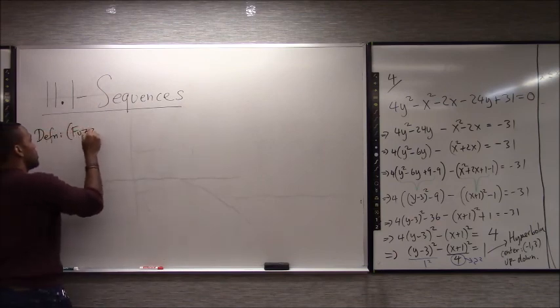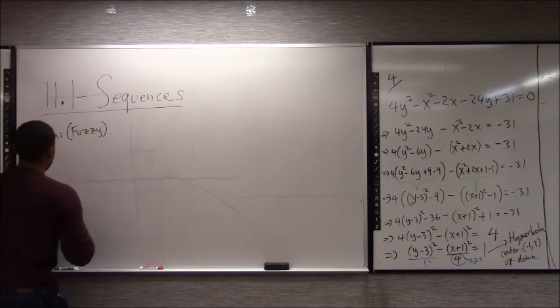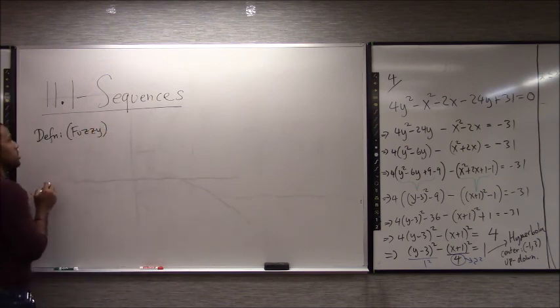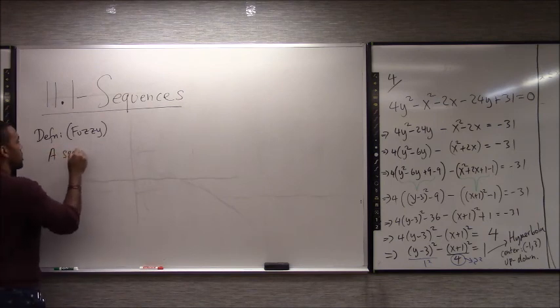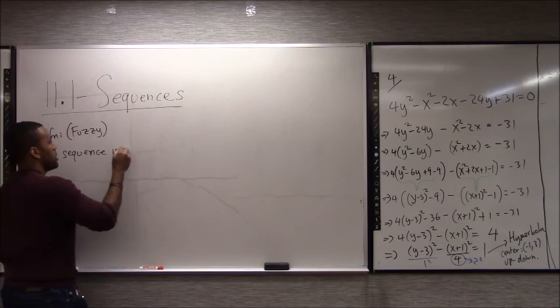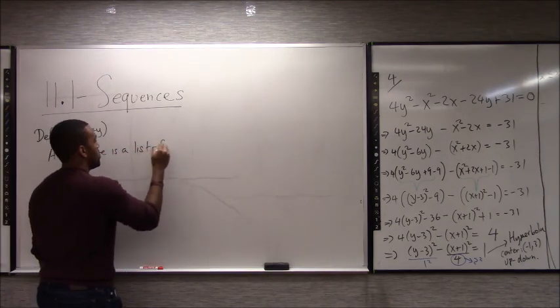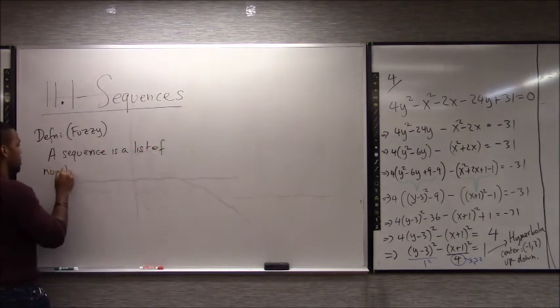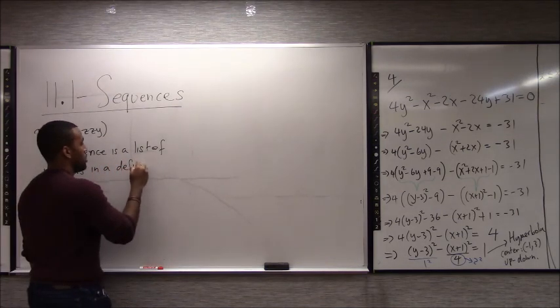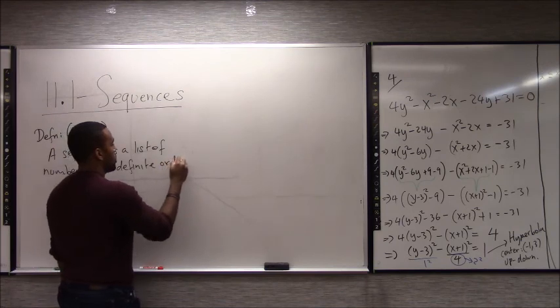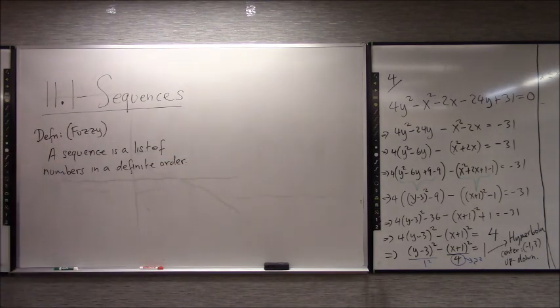Let's do a fuzzy definition here. Just try to be very intuitive. A sequence is a list of numbers in a definite order. I can create a list of numbers in some specified order according to some rule or formula or pattern. I call such a list a sequence.